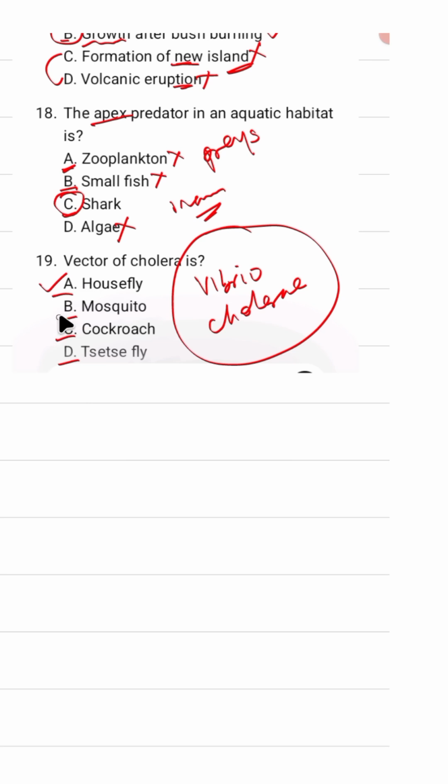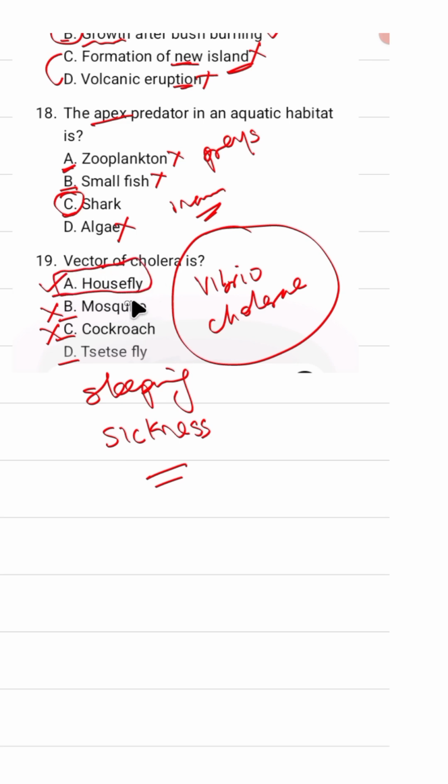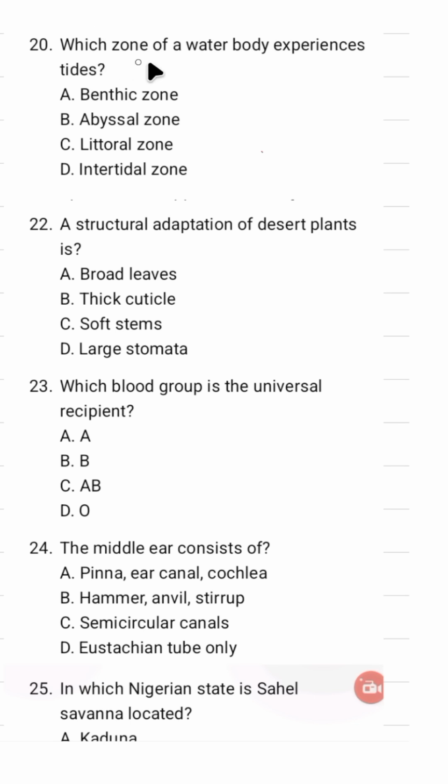The next one is mosquito. Mosquito is a vector for malaria, not cholera. Cockroach. Cockroaches are known to spread some diseases, but they are not a primary vector for cholera. They don't spread cholera, but they spread other diseases. The next one is fly. Fly is a vector for what is called sleeping sickness, not cholera. Okay, so the correct answer to that question is housefly. That's option A.